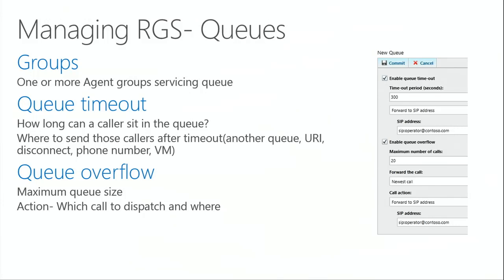So that was queue timeout. How do we make sure people don't rot in the queue? Then there's queue overflow. We've got too many people waiting in line, and what happens when that absolute limit is exceeded? The actions that you can take are similar to the timeout. Do we just dump people off like the airline, or do we send them somewhere else or offer them some other treatment in that case?